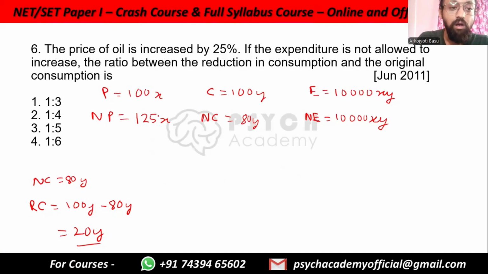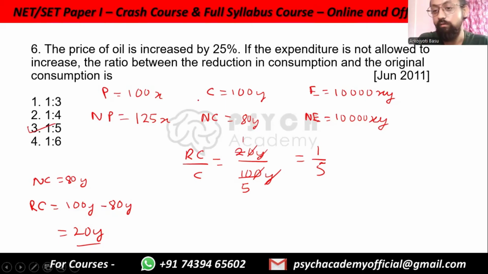Then the ratio between reduction in consumption, that is RC, by original consumption, that is C, is equal to 20y by 100y. Take the y's off, take the zeros off. This is 1, this is 5, so it is equal to 1 by 5. So the answer is 1:5. Very similar to the last one with a bit of difference.